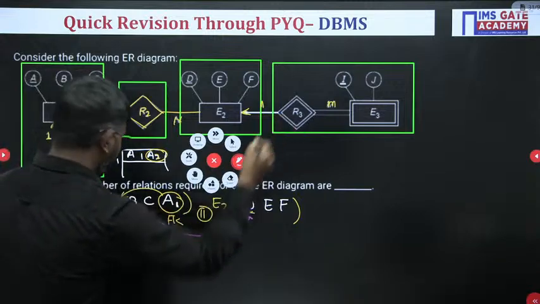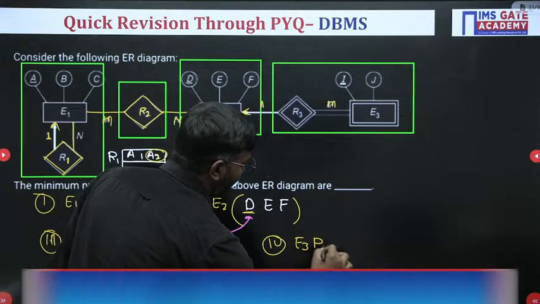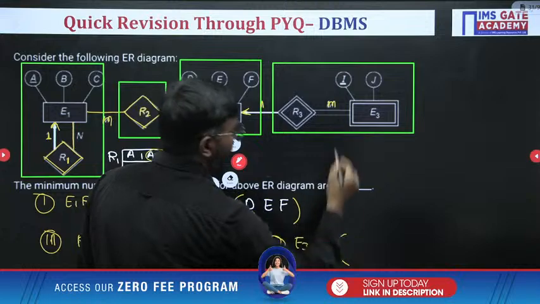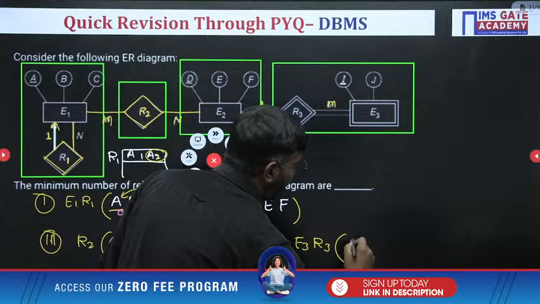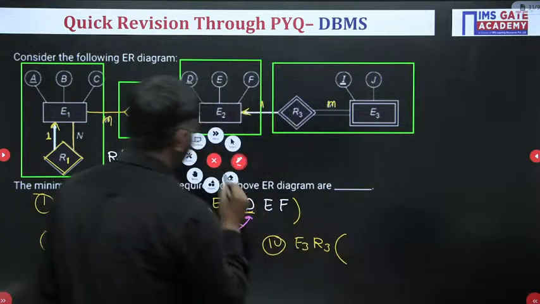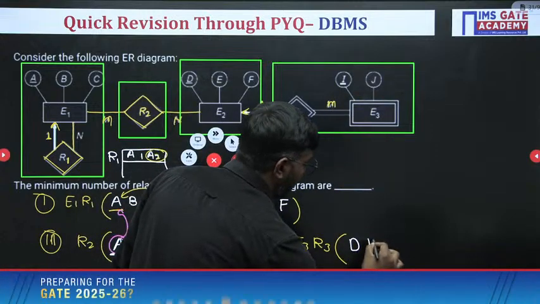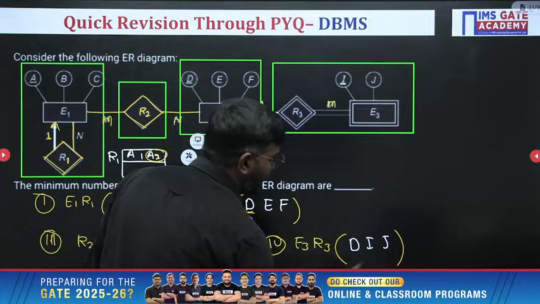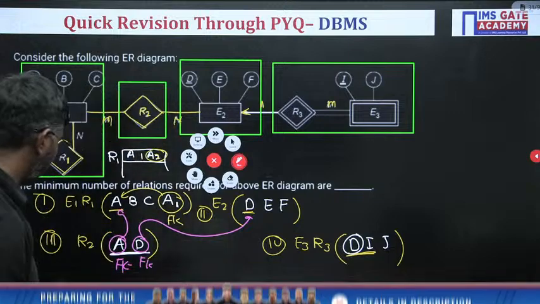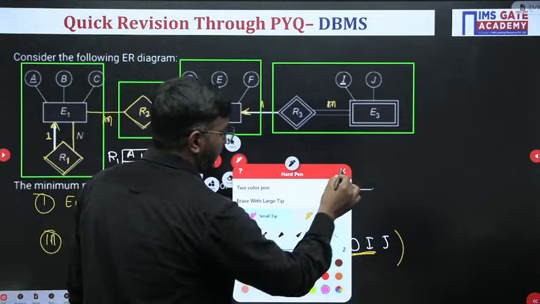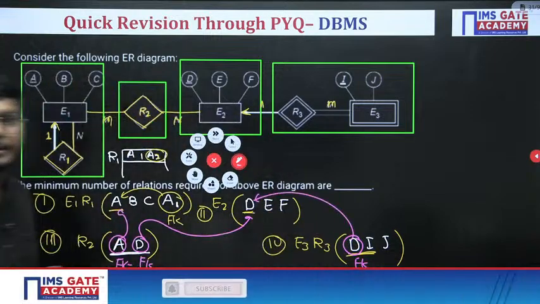Now the last one, the fourth one, is R3 and E3, or we can say E3 and R3, and the attributes are here. This R3 will bring the key attributes of E2, that is our D here. Then D, I and J, and this D, I will form the key attributes. D is nothing but our foreign key. This D will form the foreign key, it will refer to this D. Understood, getting my point?